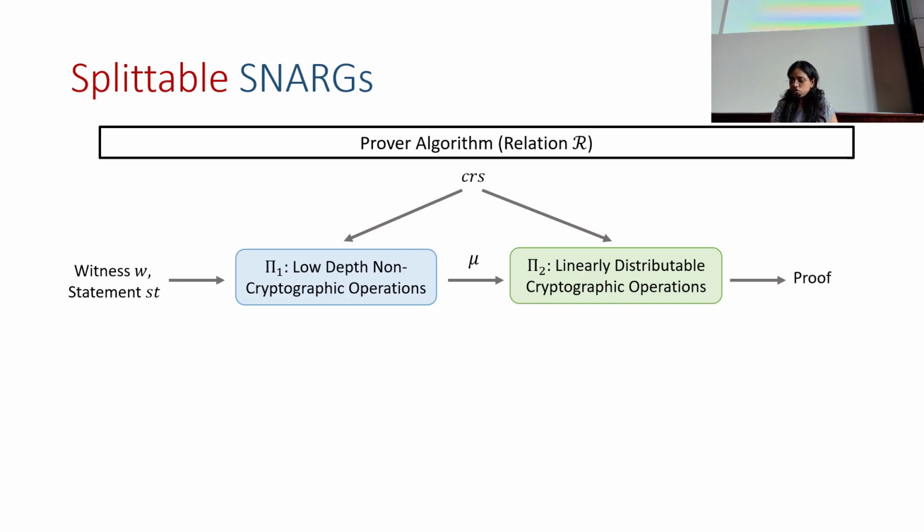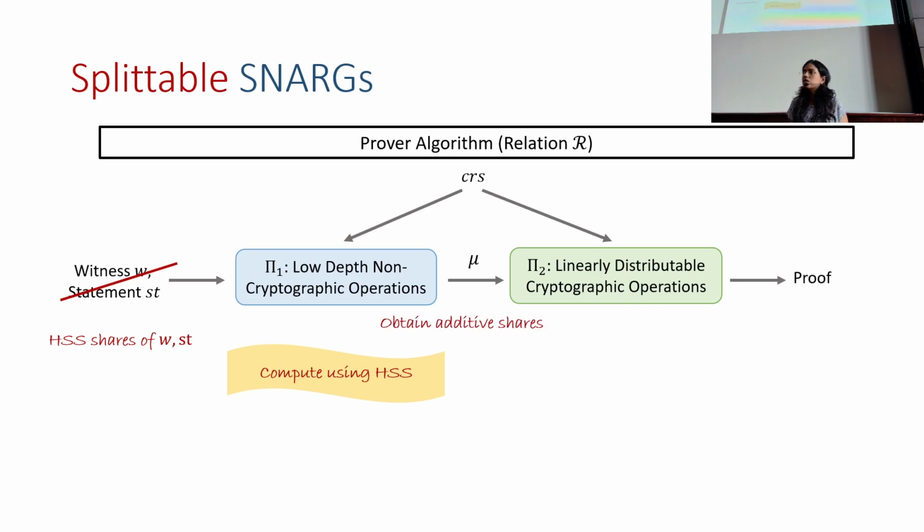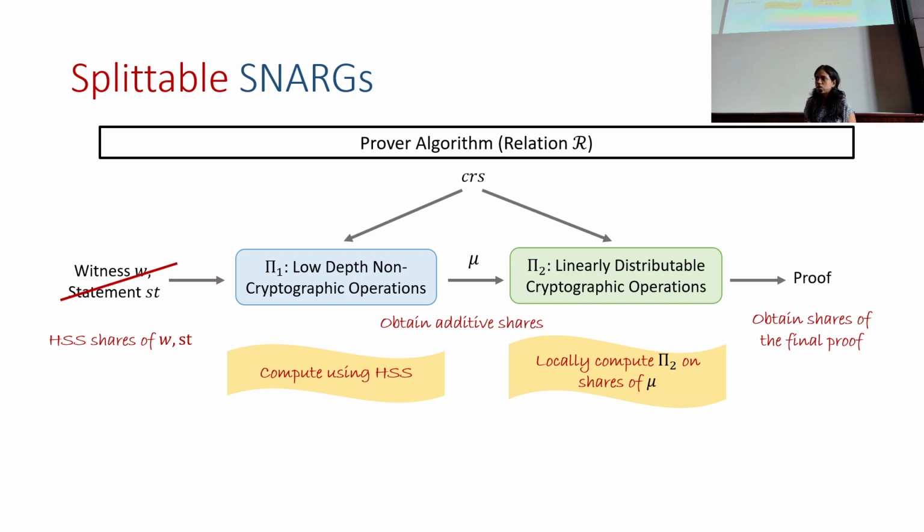Okay, so given such splittable SNARGs, our idea to use homomorphic secret sharing to compute these SNARGs in a black box manner is the following. So instead of actual witness and statement, we assume that the servers have HSS shares of the witness and the statement, which they use to compute the first part of the proof using HSS. As a result of this, they obtain additive shares of mu, which is the output of this first step. Now, given these additive shares, they can locally compute the second step on these additive shares to obtain shares of the final proof, or partial shares. So this is the basic idea.